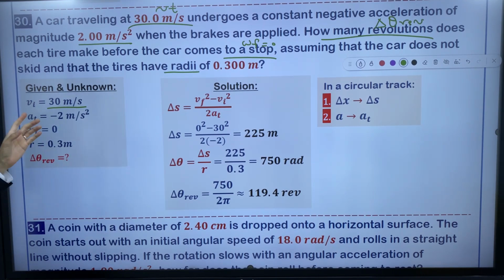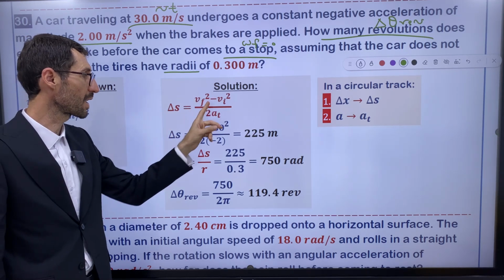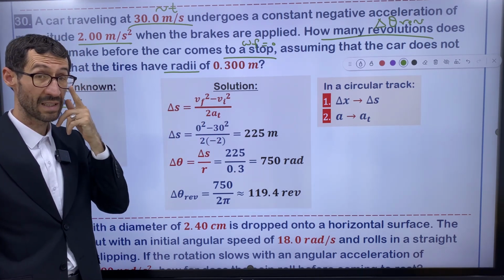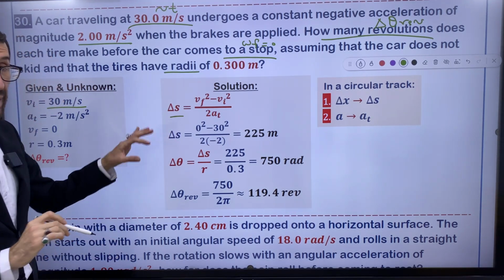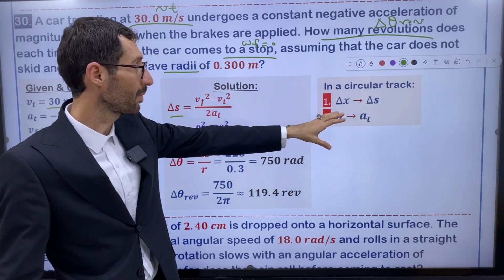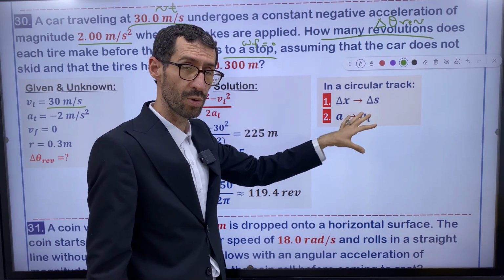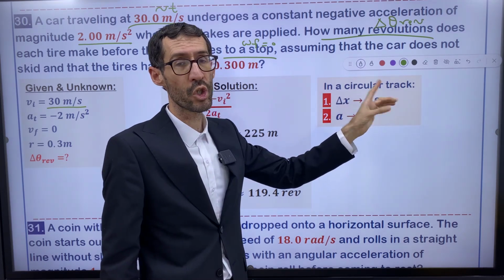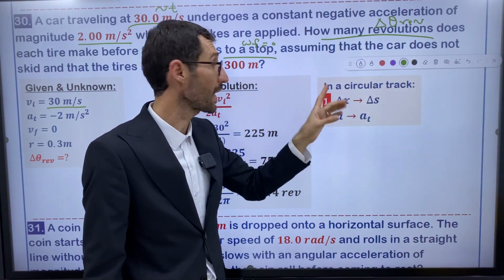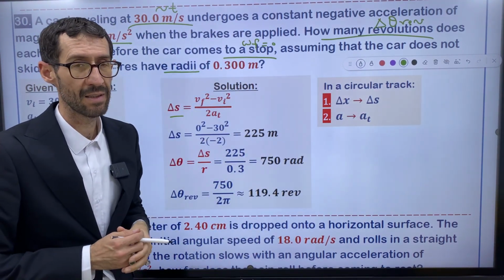So, teacher, what's this rule? Delta S is equal to VF squared minus VI squared divided by 2aT. So this rule, let me tell you a note. I wrote a note for you. Let me read it for you. It says, in a circular track, delta X turns to delta S.